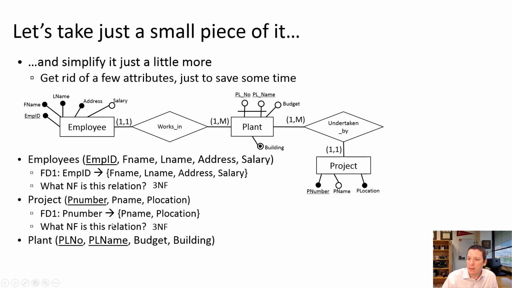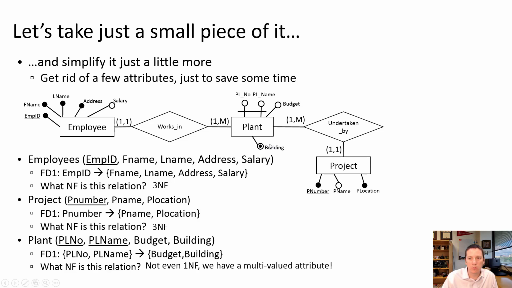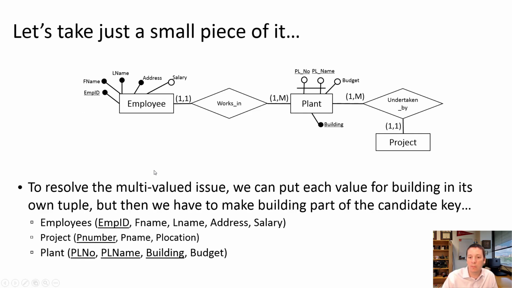But looking at our plant relation, where we have plant number, plant name, which is a composite primary key, budget, and building, which is a multi-value attribute, well, we're actually not even in first normal form because we have this multi-value attribute. And recall that we resolved this weeks and weeks and weeks ago by creating a weak entity for building that contained all of that data about the multiple buildings that might be part of a plant. So we're going to talk about how all of these attributes relate to one another, and how if we had designed this in a slightly different way, we might have had more problems in our database.